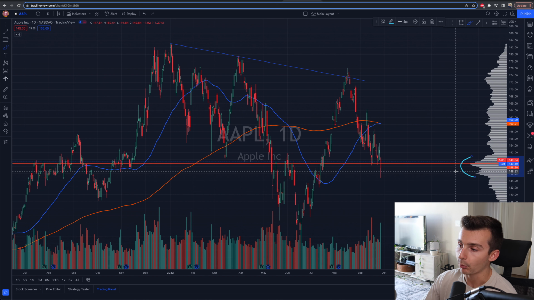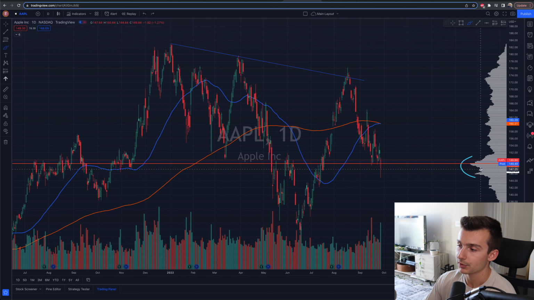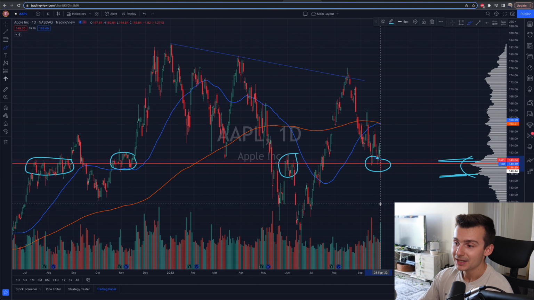So in this case, Apple is showing that right in this area, on this volume node that we're seeing right now, from about 145 to about 150 or so, a lot of volume has been exchanged. It was an area of resistance in the past. It was an area of consolidation and support back in here. It was resistance back in here. And now it's trying to act as support yet again. So we have a very crucial level.